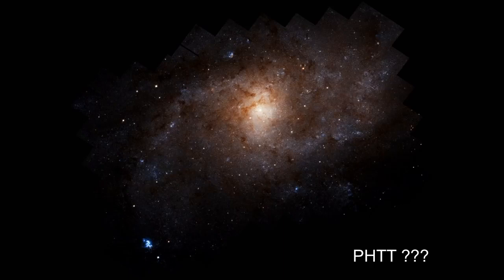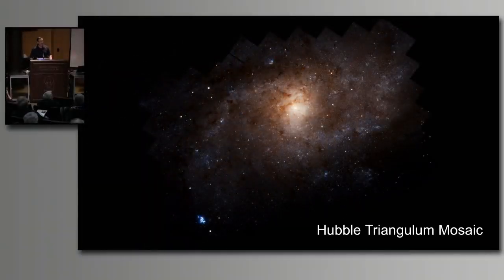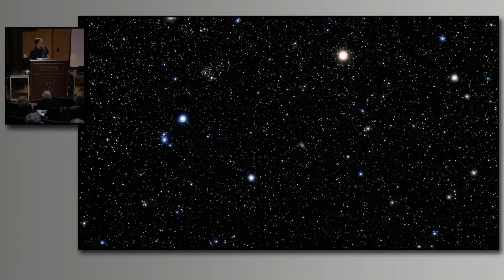And so I think they probably considered calling it the Panchromatic Hubble Triangulum Treasury Program, but that would come out as PHTT. So I'm just going to refer to it as the Hubble Triangulum Mosaic. No, they did not try to call it the PHTT. That's just me having fun here. The Hubble Triangulum Mosaic of all this stuff. And let's show you just how detailed it is.